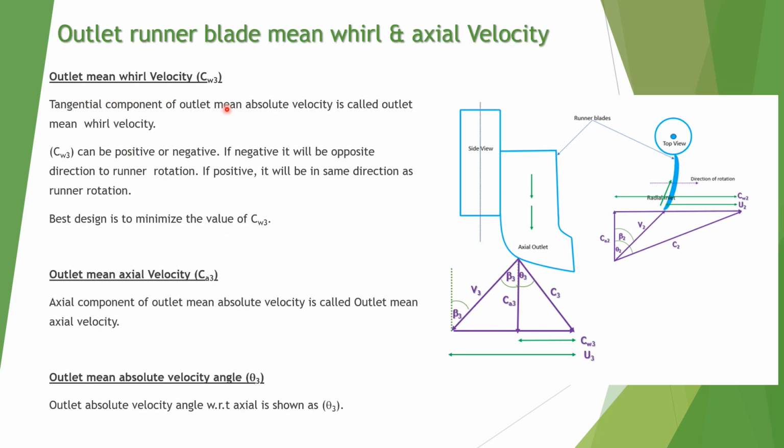The outlet mean whirl velocity: the tangential component of outlet mean absolute velocity is called outlet mean whirl velocity. So CW3 can be positive or negative. If it is this side it is positive, if it is this side it is negative. This side is positive, in the same direction as the direction of the blade, and this is the opposite direction. But the best design will be when CW3 is minimum. Then outlet mean axial velocity CA3. The axial component of absolute velocity is called outlet mean axial velocity, that is CA3, which is shown here. And theta 3 is the outlet mean absolute velocity angle.